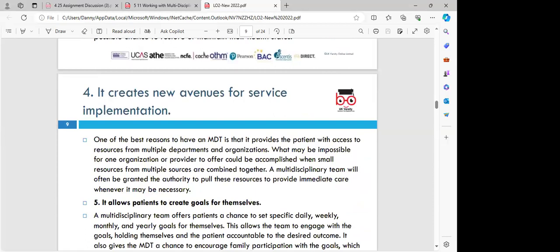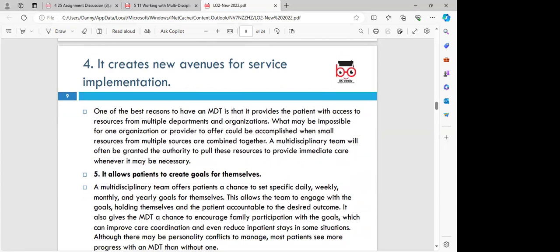It creates new avenues for service implementation. Very, very key, because it expedites the way of doing things. It therefore creates the avenues of service implementation. One of the best reasons why is that it provides a patient with access to resources from multiple departments and organizations. What may be impossible for one organization to offer could be accomplished when small resources from multiple sources are combined together. An MDT would often be granted the authority to pool these resources and provide immediate care whenever it's necessary. It all talks about how critical these things are to be attended to.